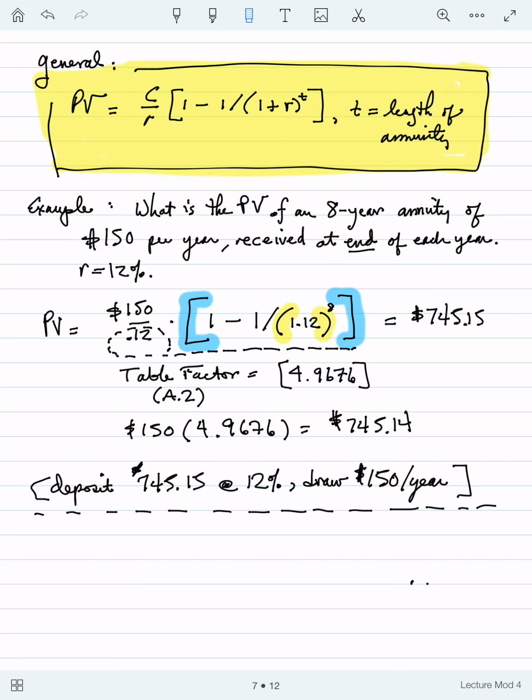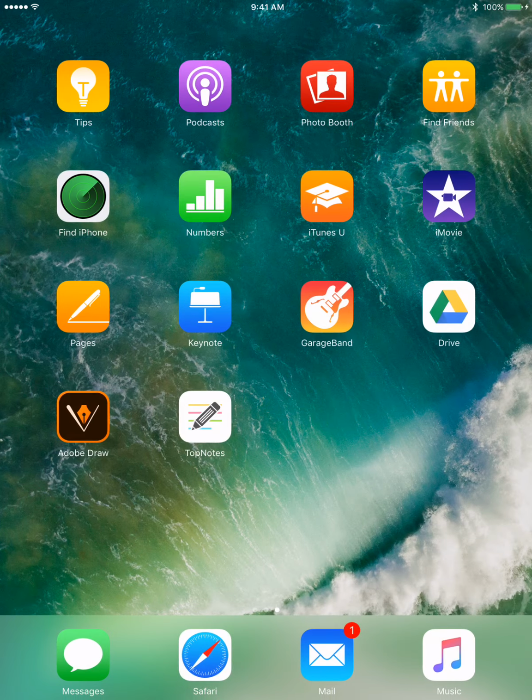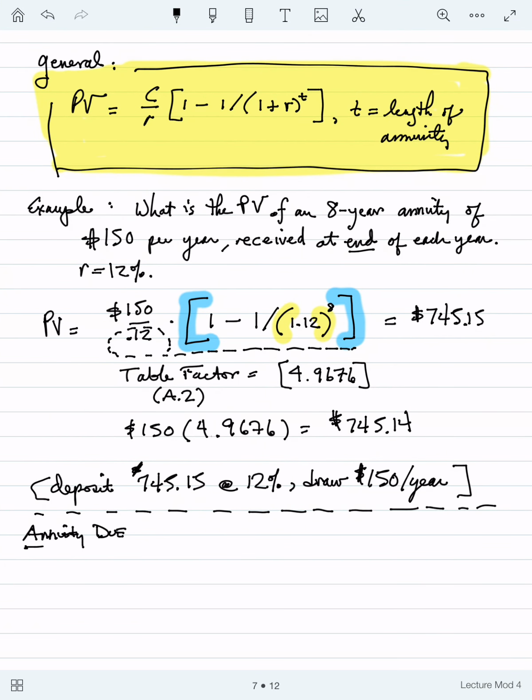Next thing we'll do, let's look at an annuity due. The annuity due situation has the cash flows received at the start of each period instead of the end. So suppose that you had, let's do the example. It's a good way to walk into this special case.